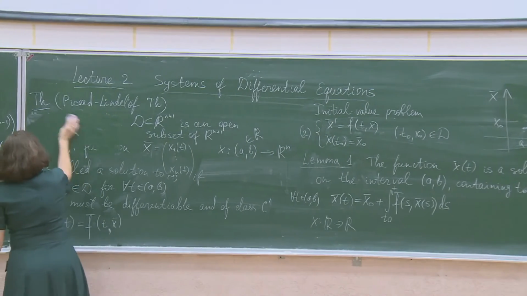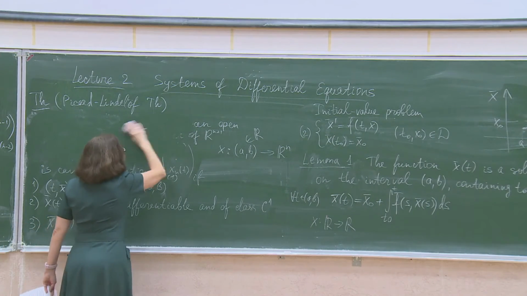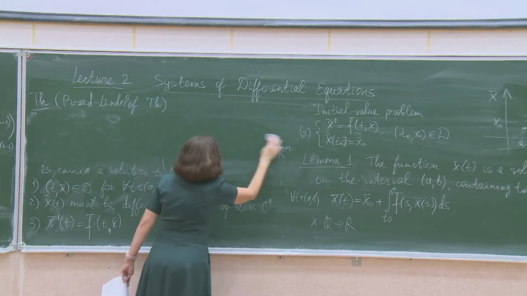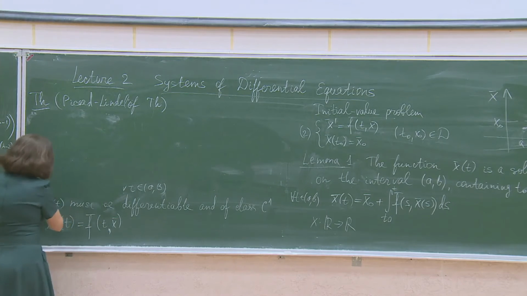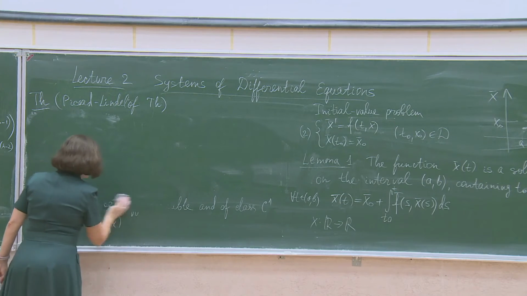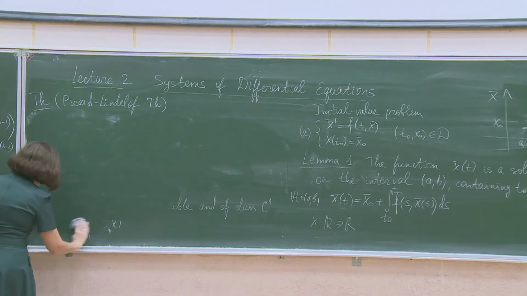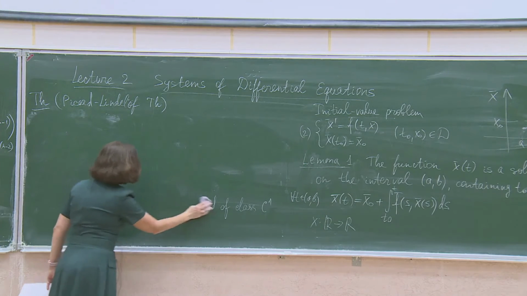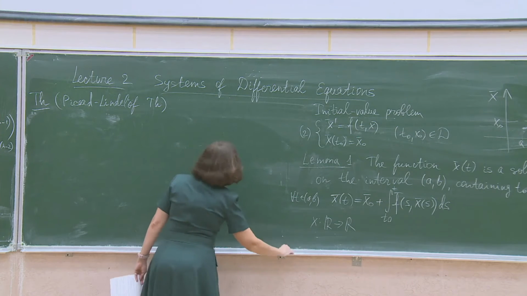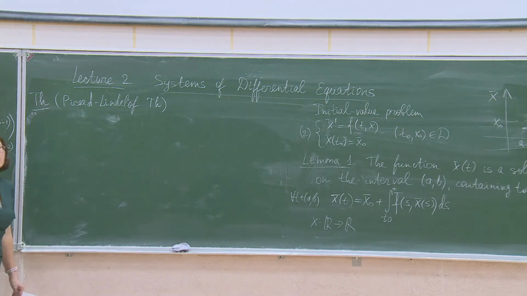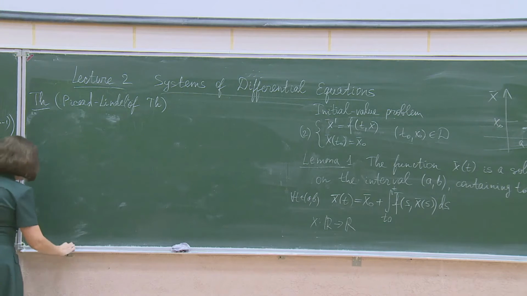Now I will state the Picard-Lindelof theorem, but I will not prove it. The proof is very complicated. I proved part of the theorem, the uniqueness of the solution, but in the vector form I will only state this theorem without proof.